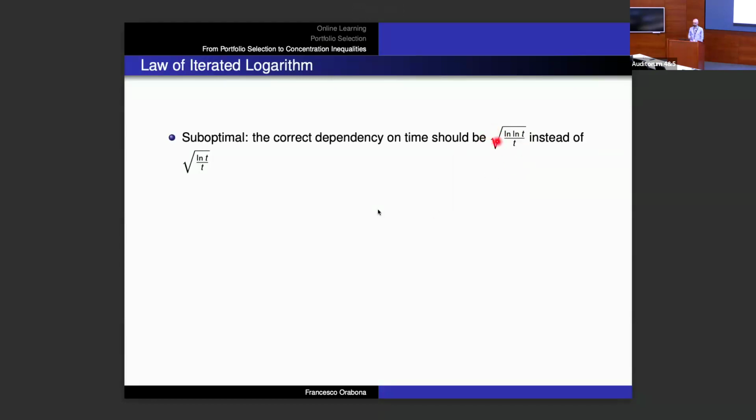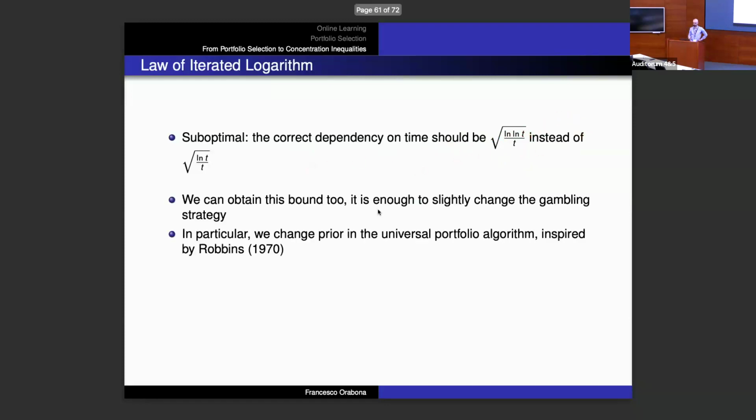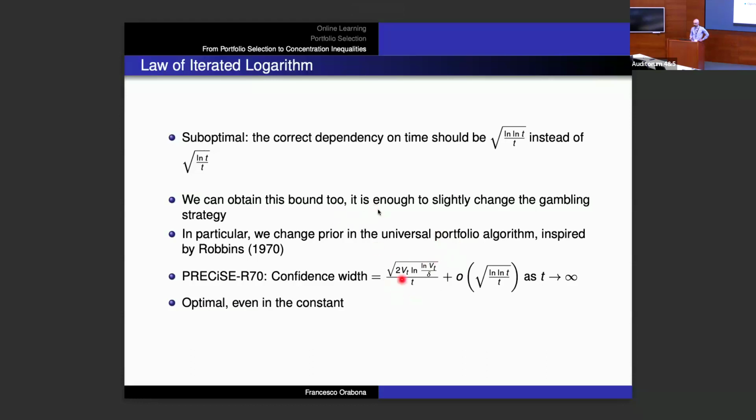Now, let me deal with the fact that the optimal dependency should be log-log t instead of log t. This is also possible. You only have to change a little bit the prior that you use in your universal portfolio. Instead of using the Dirichlet 1/2, 1/2, 1/2, you have to use a prior that is basically the same one that Robbins used when we showed the law of the iterated logarithm. And you can now get this other confidence interval asymptotically that has the optimal dependency on time. It's log-log variance instead of being log t.